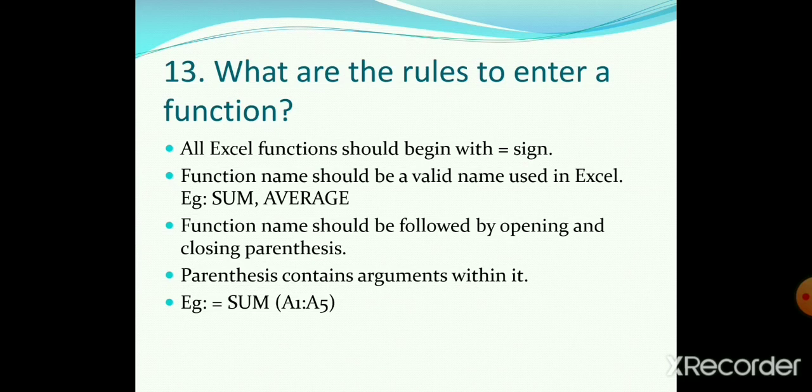So an Excel function should always begin with an equal to sign. It should have a valid function name, and then it should have an opening parenthesis and a closing parenthesis, and inside that you should have the arguments which are to be passed, and then the answer will be given, or the value will be returned, in that particular cell.